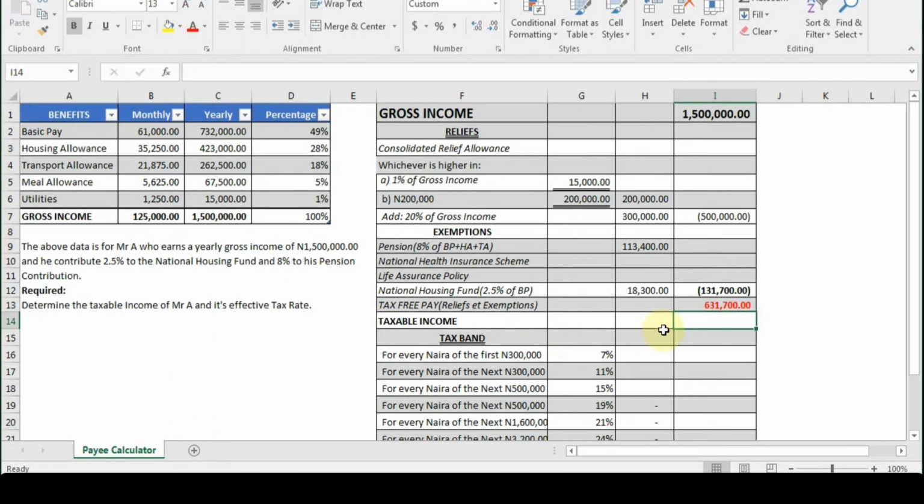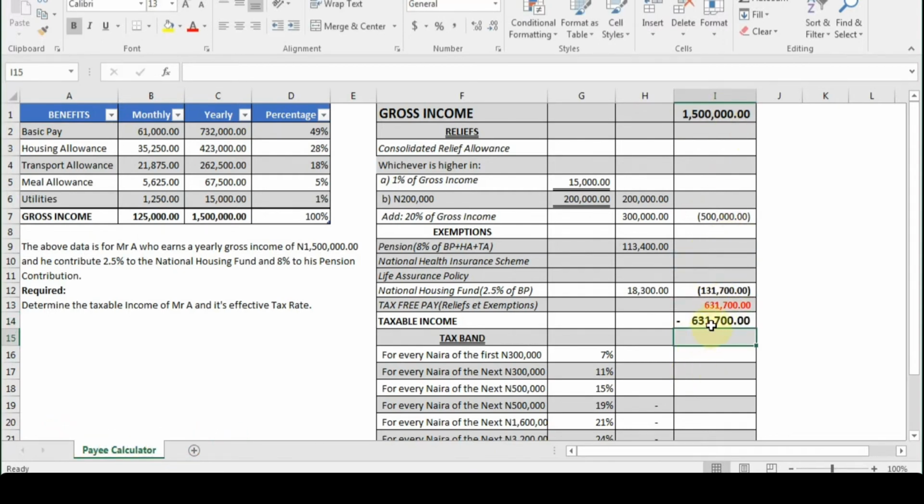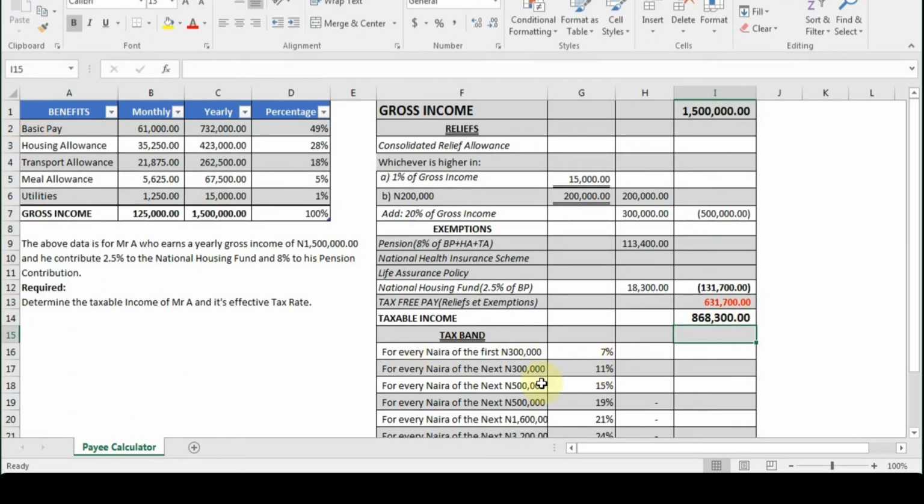Now for us to get our taxable income, we need to deduct this tax-free pay from the gross income. So we'll say equal to this minus this. So that's 868,300. Now we'll move to the tax band.